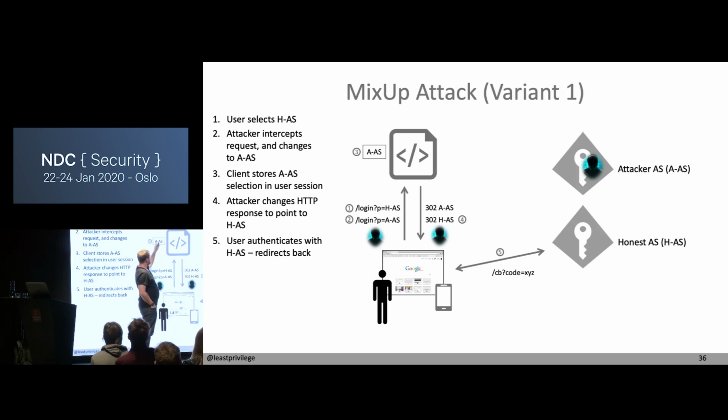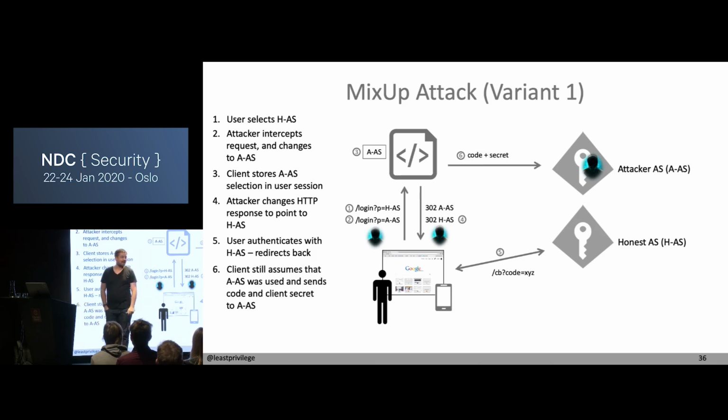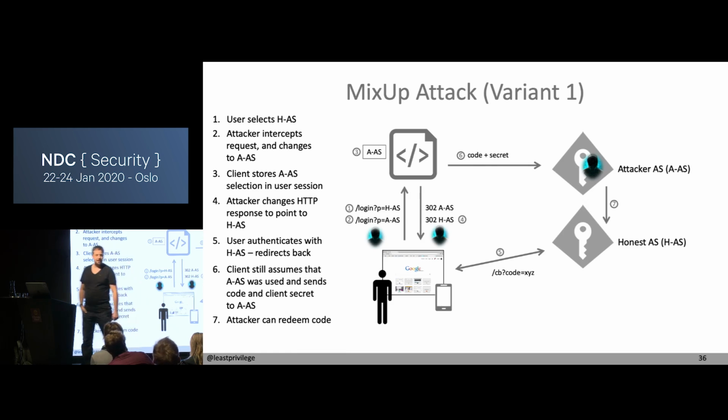Who is the client thinking is the right STS to exchange the code with the token? The attacker STS. Now suddenly the attacker STS has the authorization code and the client ID and the client secret, right? And all he has to do now is just do a backchannel call and redeem that with the honest STS. Does that make sense?